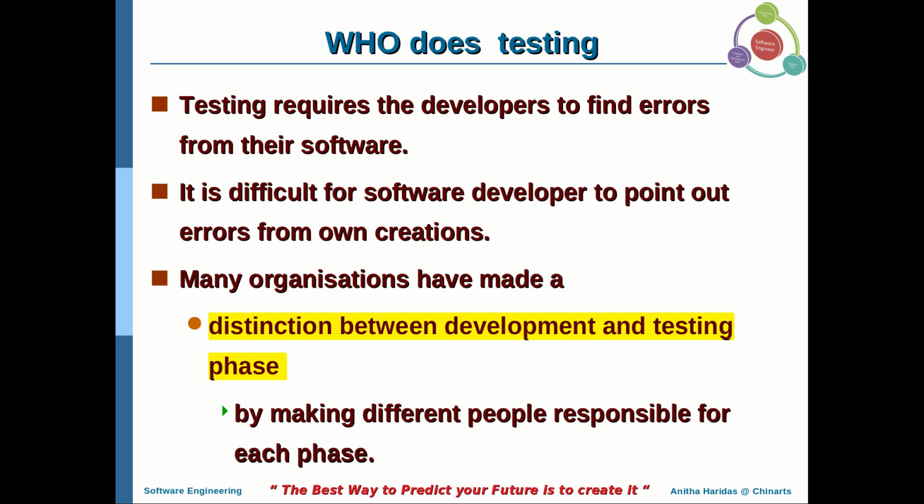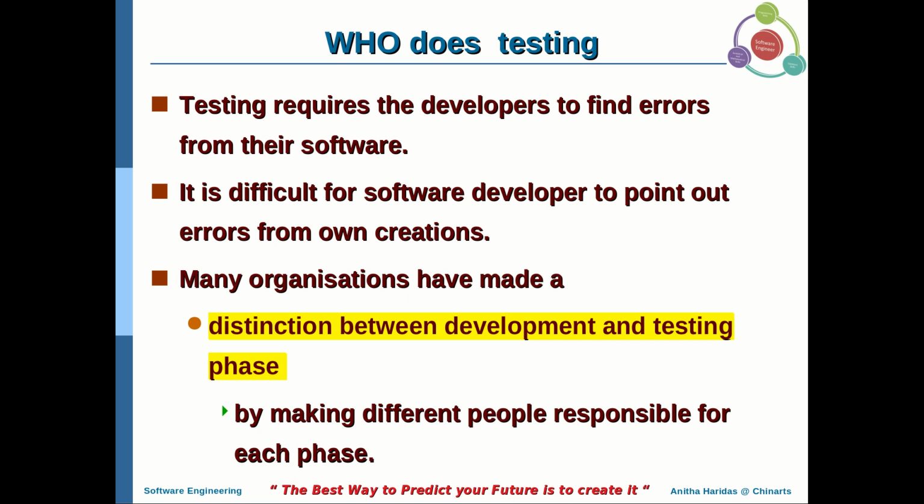So I have developed a software. So I am saying with full confidence that yes, my software is working properly. Right? So no software developer will be ready to accept that, oh, my software has some errors. So it is very difficult for the software developer to point out errors in their own creations.